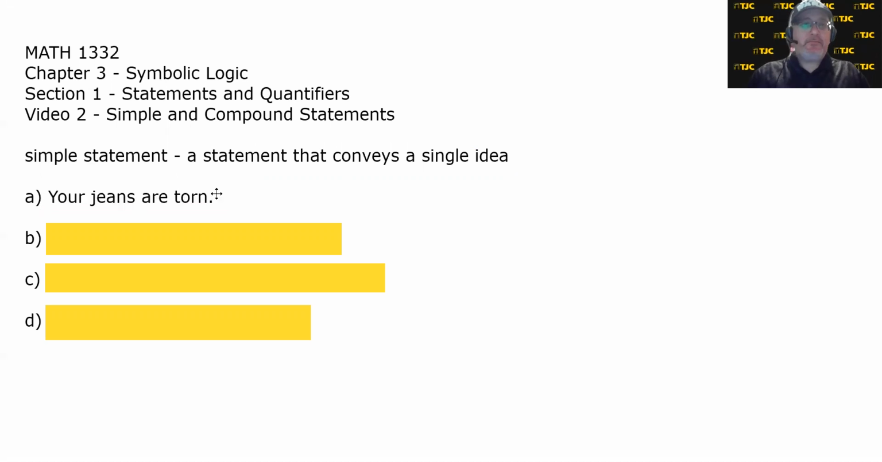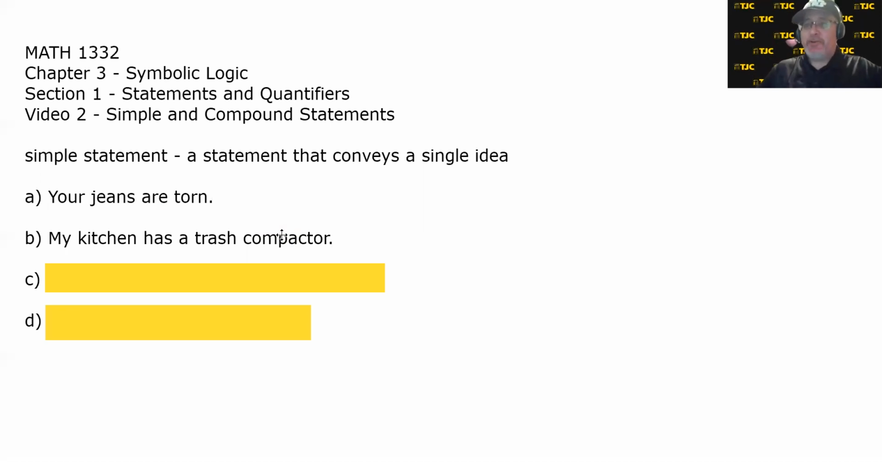Example A, your jeans are torn. Now, maybe true or false depending on who you is and what jeans they're wearing at the time, but its truth value is objectively determinable, and it only conveys a single idea. Your jeans are torn. B, my kitchen has a trash compactor. Again, the truth value of the statement depends upon who's saying it. If I said it, the statement would be false, but it's only conveying a single idea, that my kitchen has a trash compactor, which in this case it doesn't.